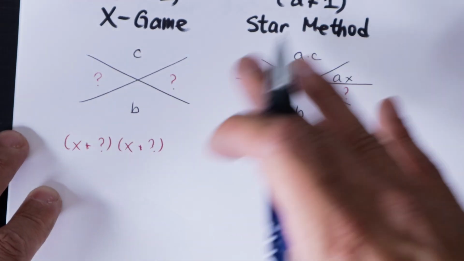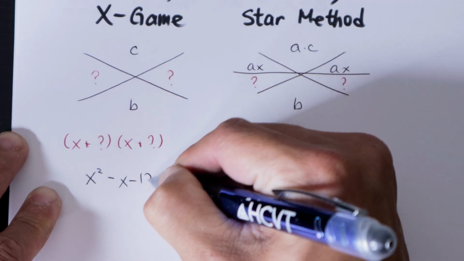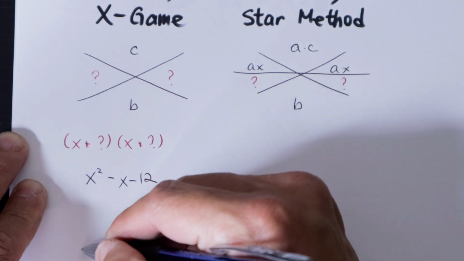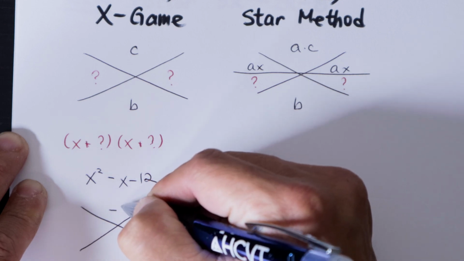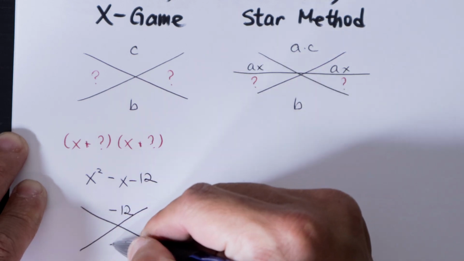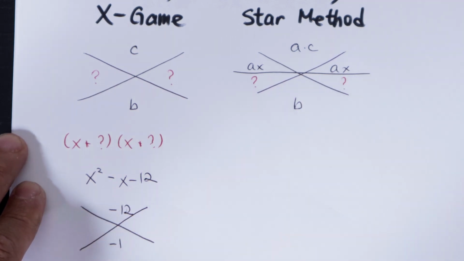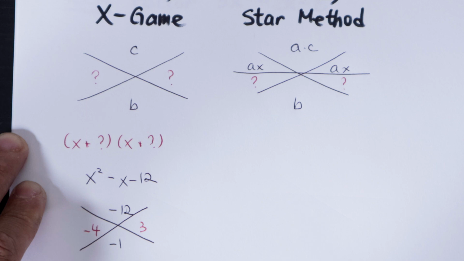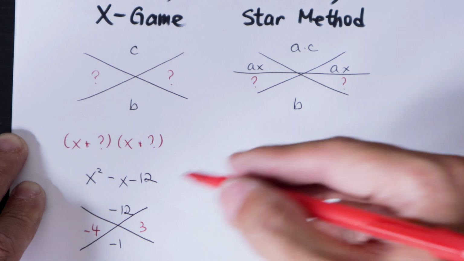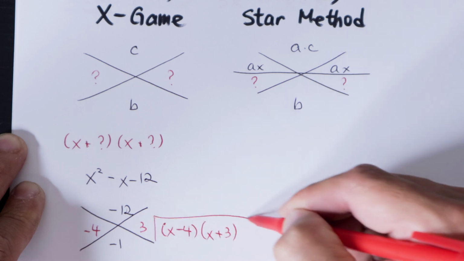For example, from last week, let's say you have x squared minus x minus 12. To factor it, you create the x game in which the top is negative 12, which is your c, and the bottom is negative 1, which is your b. So you find two numbers that multiply to get negative 12 and add to get negative 1. The two numbers are negative 4 and positive 3. So therefore, your two factors, the two things inside the two parentheses, are x minus 4 and x plus 3. That's what you learned last week, right?